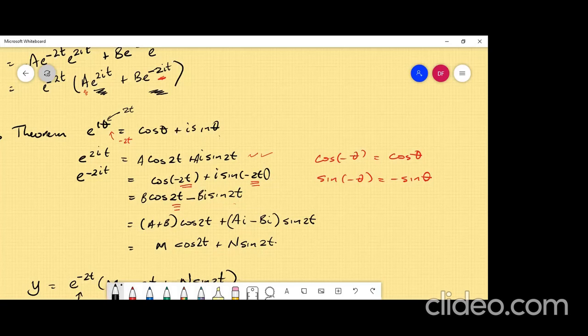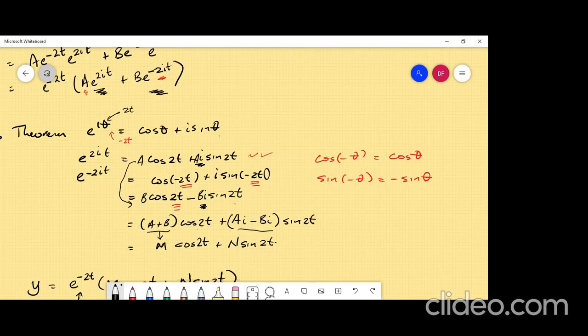So now, what I did was add these two together. So that's A plus B cos 2t. And then I add these together, Ai and minus Bi, to end up with Ai minus Bi sine 2t. A plus B, I must call it another constant. I can call it C or X or Y, but we're not going to call it X or Y. We call it what the math people call it, M. And this other one is another constant, so we're calling it N.